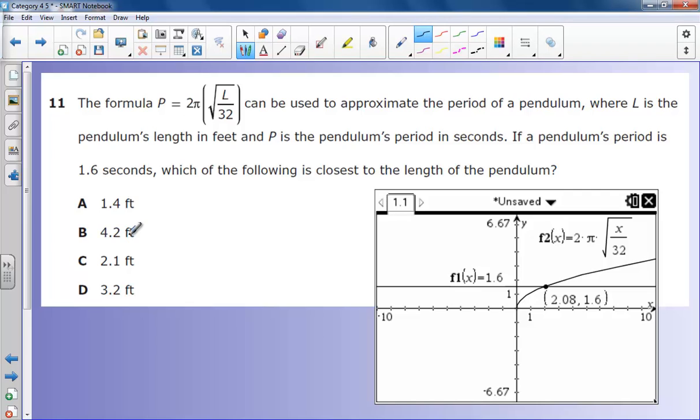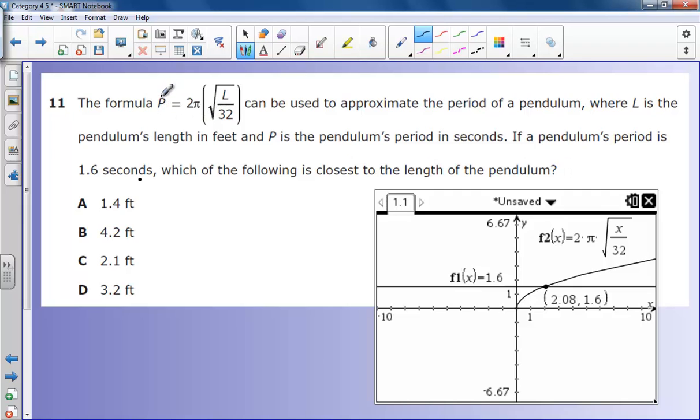This was also from EOC, so I pulled this on here, and we're going to look at another problem related to pendulums in a minute. This seems to be a favorite. So we have a formula, P, or the period of a pendulum, is equal to 2 pi times the square root of the length of the pendulum over 32. And so the only thing that changes in this equation is your L and P and how it's used. So here's my equation. Pendulum's period in this point is 1.6 seconds. Which of the following is closest to the length of the pendulum?